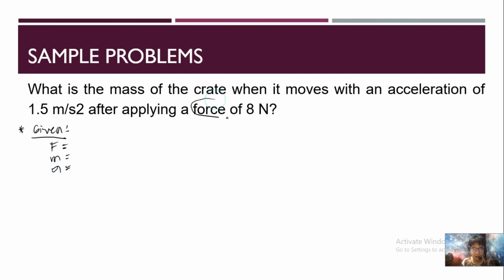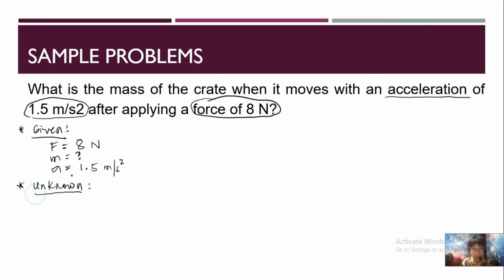And then, acceleration is 1.5 meters per second squared. So, our mass is unknown. It is the question mark. So, step number 2, let's write down here the unknown. What is missing based from the given that we had? The missing one is mass. So, if we go back to the formula triangle from earlier, the missing one is M.